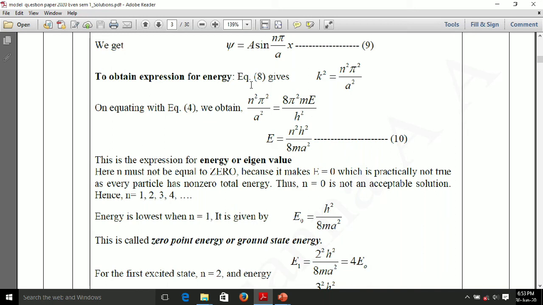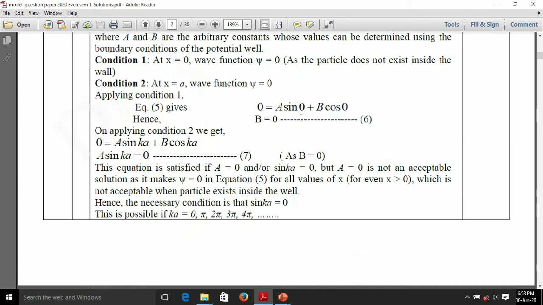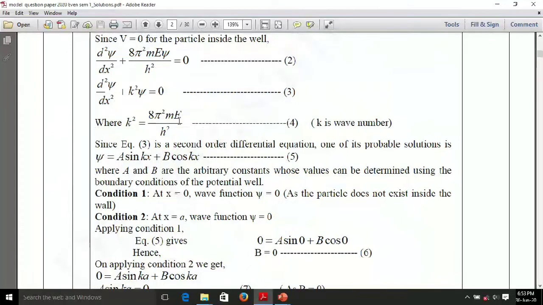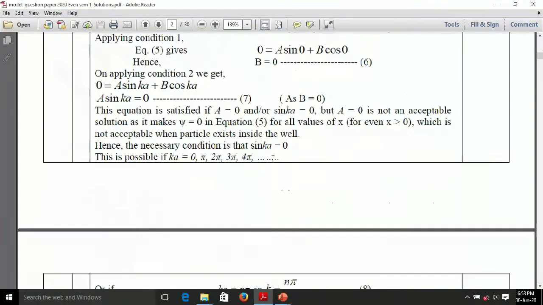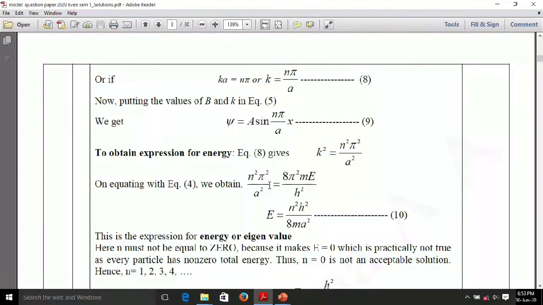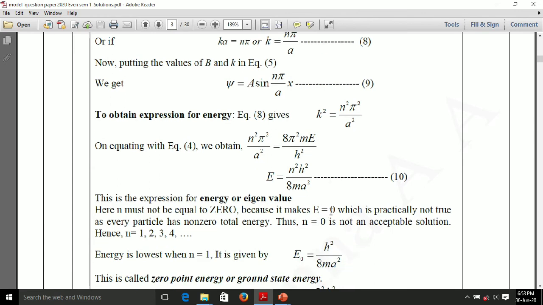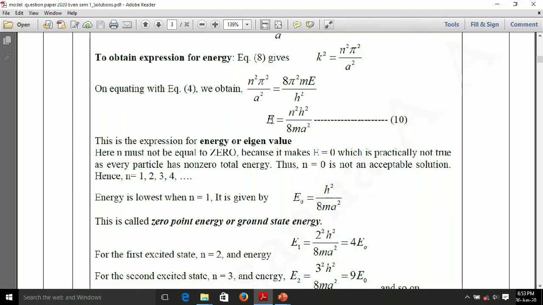Eigenvalues are energy values in this case. Since you have derived the expression for k square, n square pi square by a square is the expression for k square here, and another expression is 8 pi square m E by h square. You can compare them and obtain n square pi square by a square equal to this, and E is n square h square by 8 m a square. So this equation gives you the general expression for energy, using which you can express the energy values at different energy states.